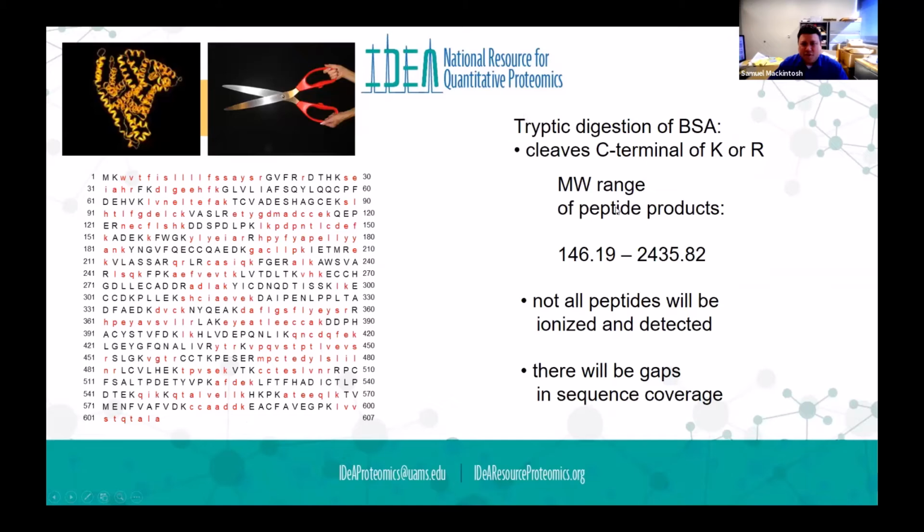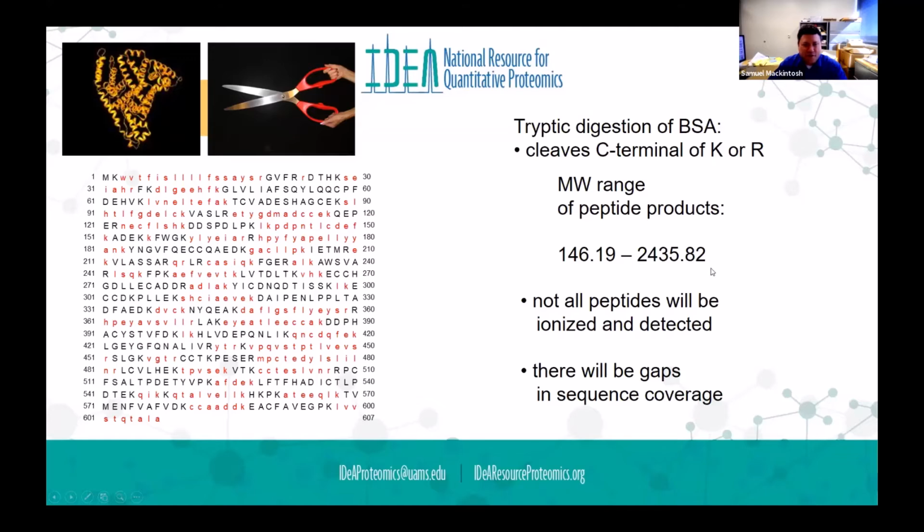If we do a tryptic digestion of bovine serum albumin, this is the result. Over here on the left is the amino acid sequence of BSA, and it shows you, in alternating black and red and uppercase and lowercase, the tryptic peptide products. Trypsin cleaves on the C-terminal side of the basic residues, lysine and arginine. So you get this pattern of peptides anywhere from a single amino acid of 146 Daltons up to a 2400 Dalton peptide.